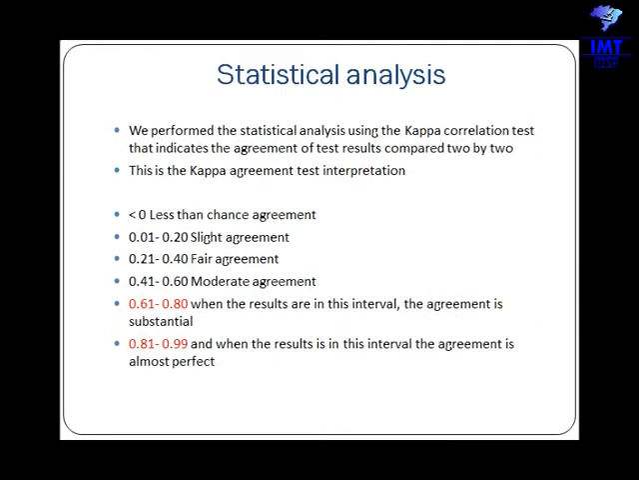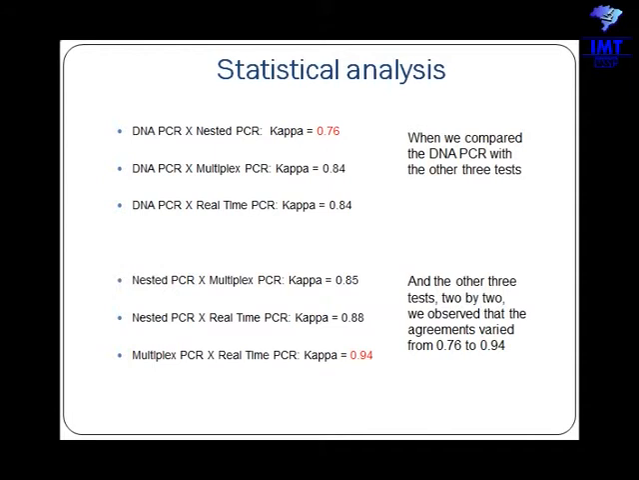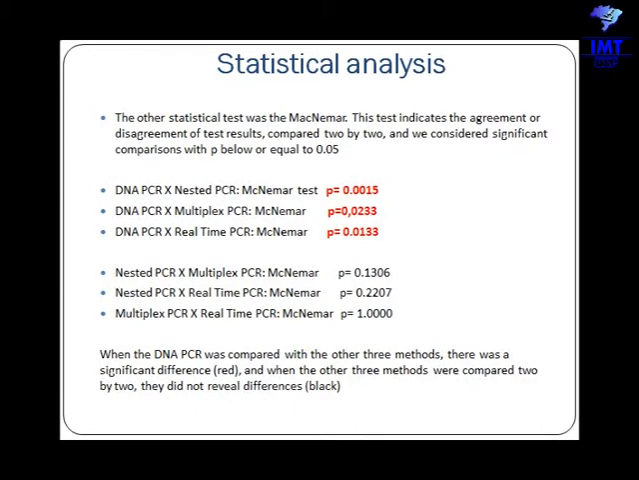Statistical analysis. We performed the statistical analysis using the kappa correlation test, which indicates the agreement of test results compared 2 by 2. This is the kappa agreement test interpretation. When the results are in this interval, the agreement is substantial, and when the results are in this interval, the agreement is almost perfect. When we compared the DNA PCR with the other three tests, and the other three tests 2 by 2, we observed that the agreement varied from 0.76 to 0.94.